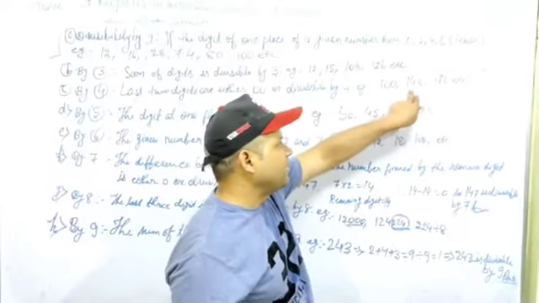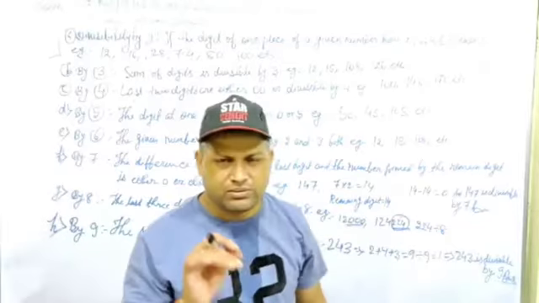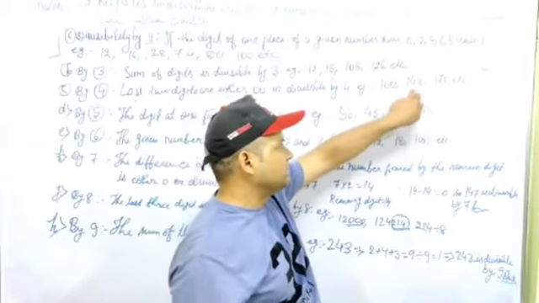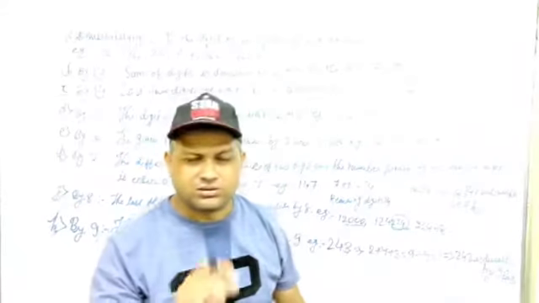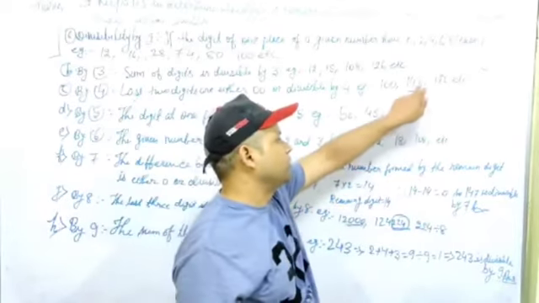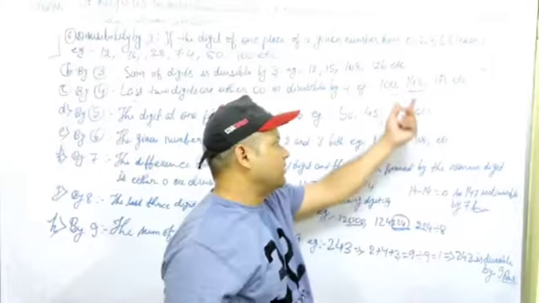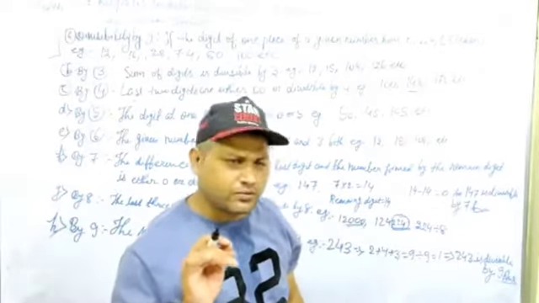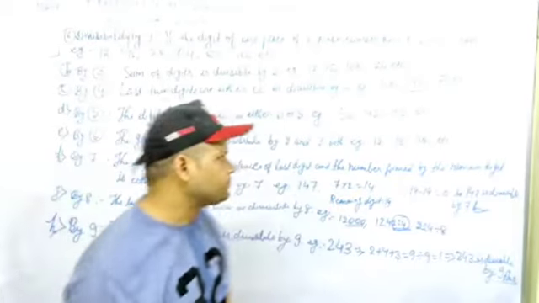In the same way, we can say 144 is also divisible by 4 because its last two digits are divisible by 4. Here 44 is divisible by 4. 48 is divisible by 4. That's why 148 is also divisible by 4. 172 is another example.